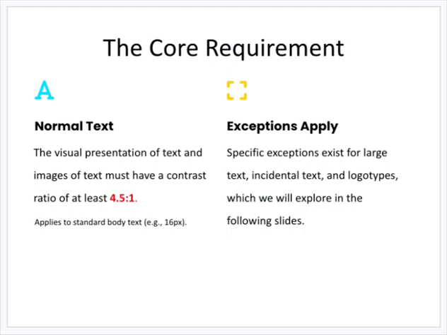What is the core requirement? The visual representation of normal text and images of text must have a contrast ratio of at least 4.5 to 1. It applies to standard body text, for example, text with a 16 pixel font. And there are some exceptions for large text, incidental text, and logotypes, which we will explore in the following slides.